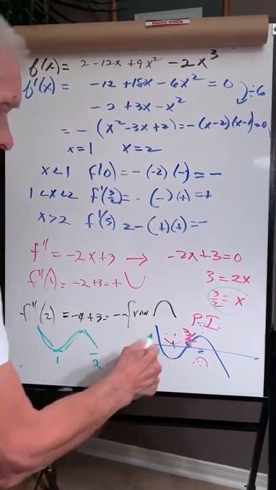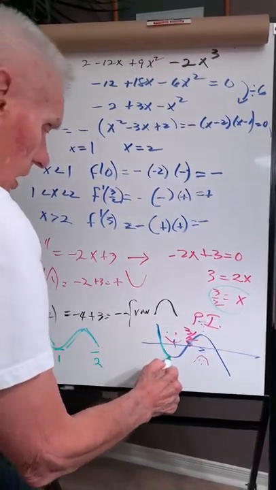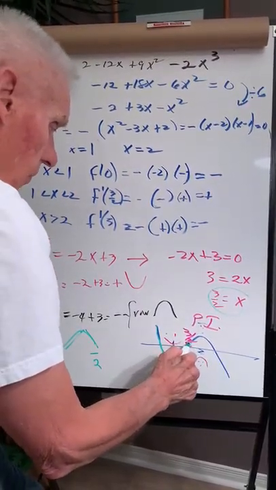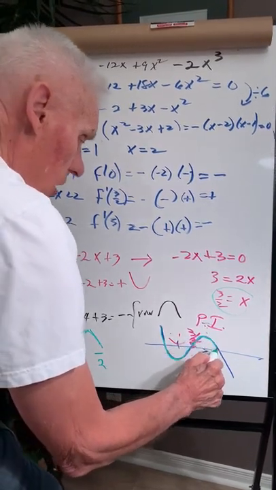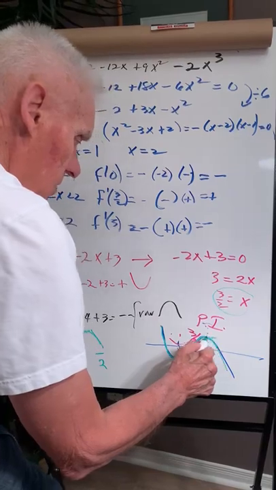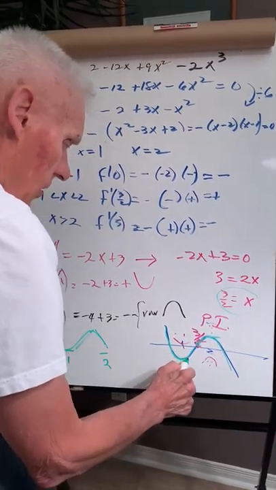It's the turning point. So here it's concave up. At this point, it's the turning point, the point of inflection. Then it becomes concave down. This becomes a local max. This becomes a local minimum.